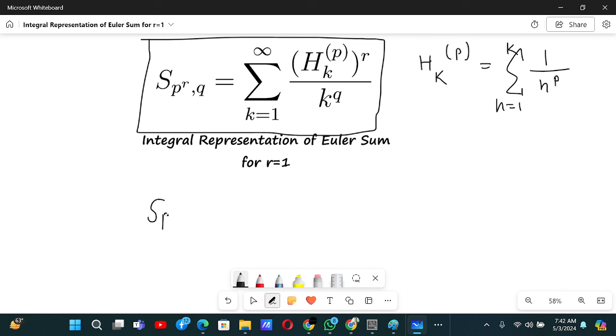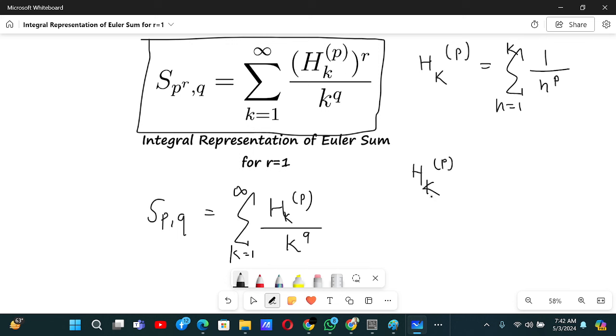that is for S(p, q), and the sum is basically the sum from k equals 1 to infinity of H_k^{(p)} by k to the power q. Now for this sum, first of all we can try to find the integral representation for H_k^{(p)}, and then divide by k to the power q and take the sum. But first, let's try to find it for this only.